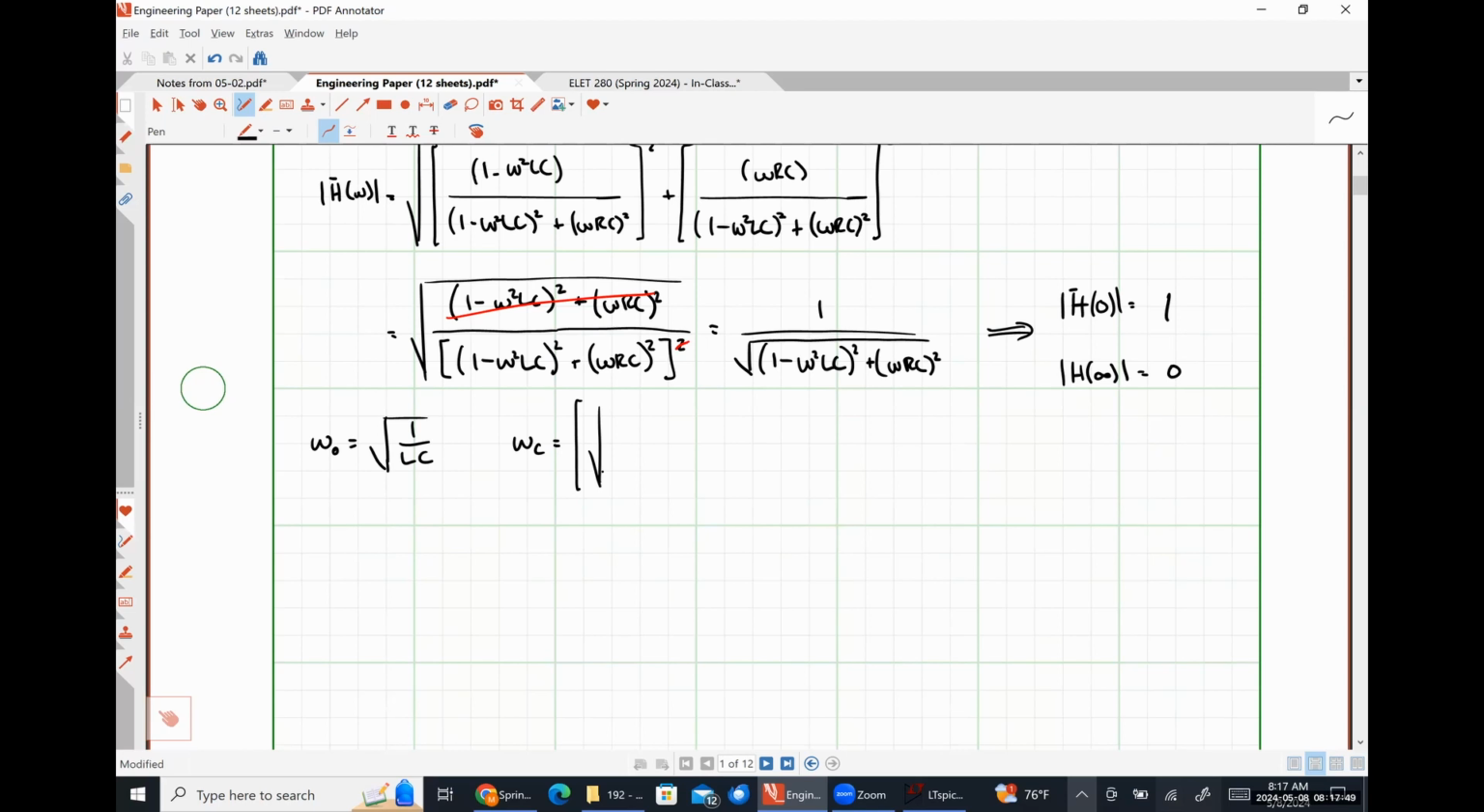So this is going to look like the square root of r squared c quantity squared minus 4 r squared LC plus 8 L squared. All of this is divided by twice L squared C quantity squared.